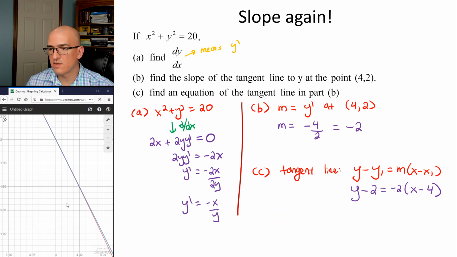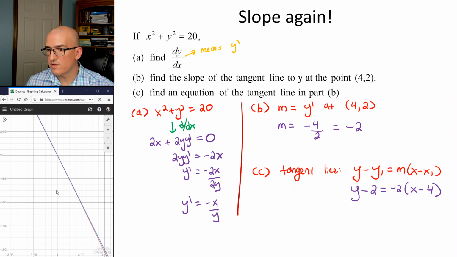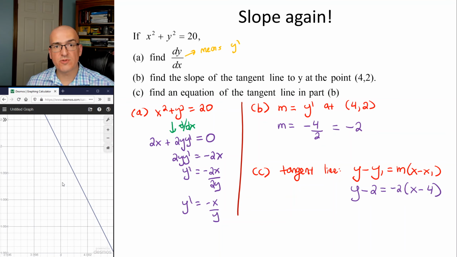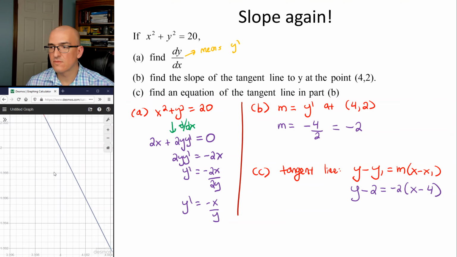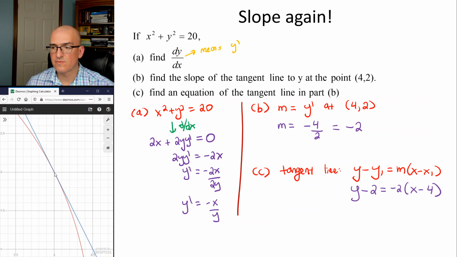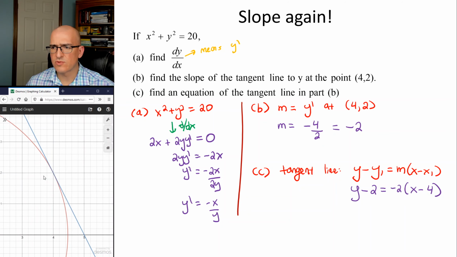Okay, I'm going to zoom in to the point 4, 2, zoom in, zoom in, zoom in. And you can't even see the difference between the red curve and the blue line. They are completely overlapping. That's what it means to have a tangent line at that point. It's like the blue line is just barely kissing the red curve, barely touching at that point.